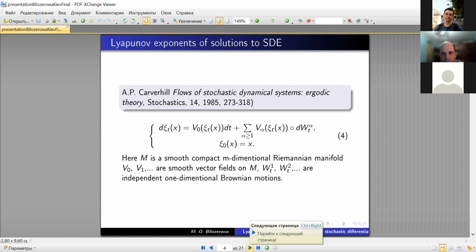In 1985, Carverhill defined the Lyapunov spectrum and filtration for a stochastic flow of diffeomorphisms on a smooth compact Riemannian manifold M of dimension m. Let M big be a smooth compact m-dimensional Riemannian manifold. V0, V1, and so on are smooth vector fields on M, and W_t^1 and so on are independent one-dimensional Brownian motions.